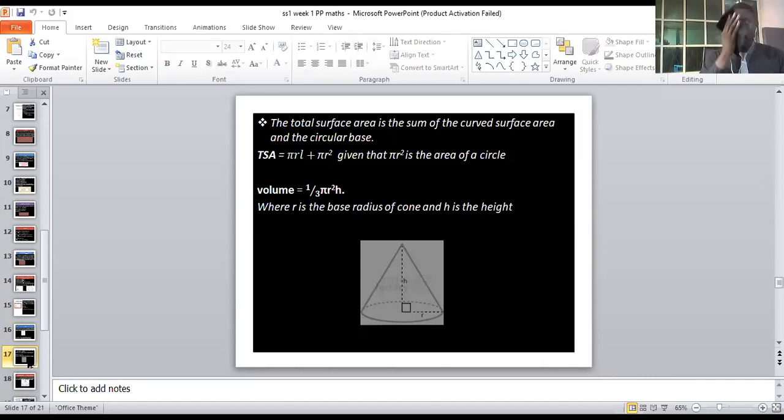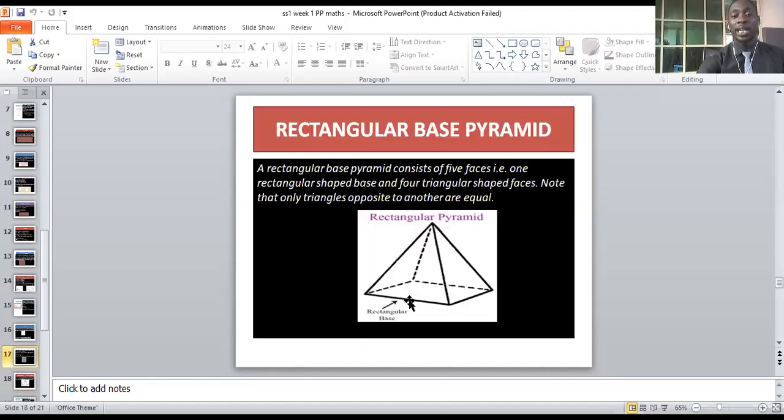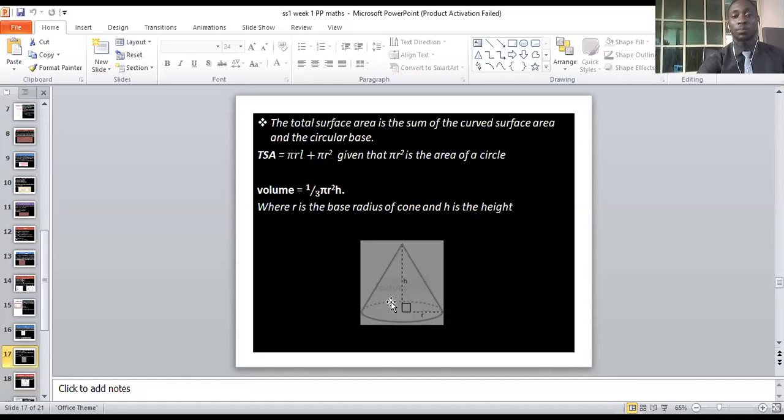The volume of the cone is given as 1/3 pi r squared h, where r is the base radius and h is the height. That is 1/3 multiplied by the product of the base circle and the height. The circular base is pi r squared, and the height is h. So the volume of a cone is given as what?